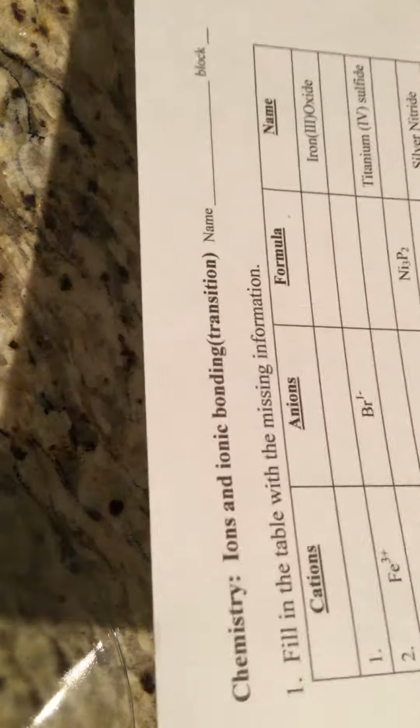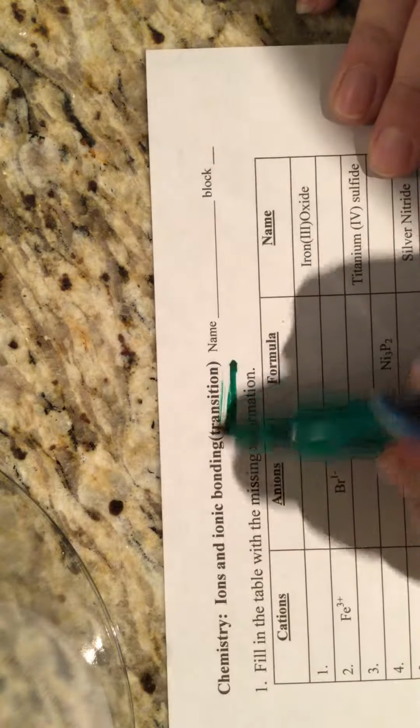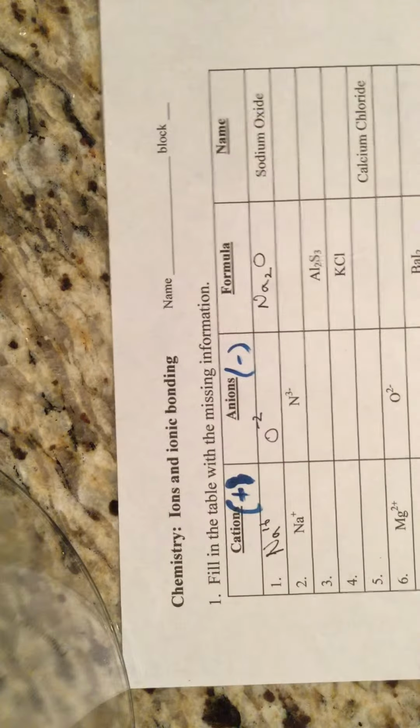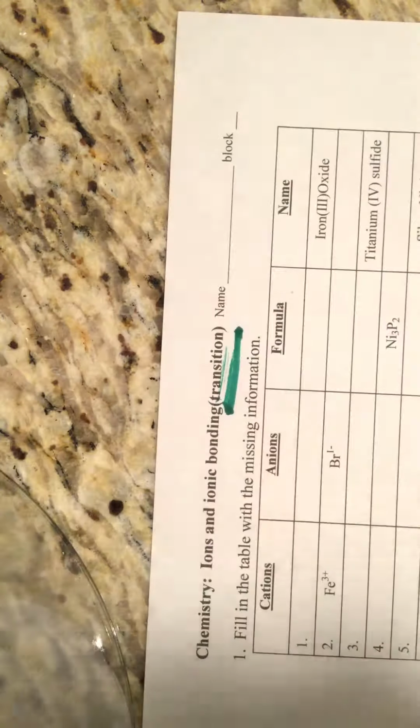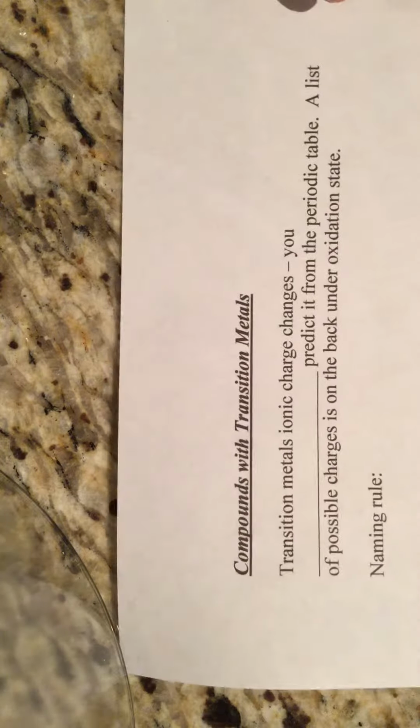And then your sub should also pass out your next worksheet, which looks almost identical, as you can see. But the difference is, if you take a look up here, this one says transition in it. This is your one from yesterday, and you can see that that's absent. So that's how you're going to tell the difference between those. For today, transition means transition metals.